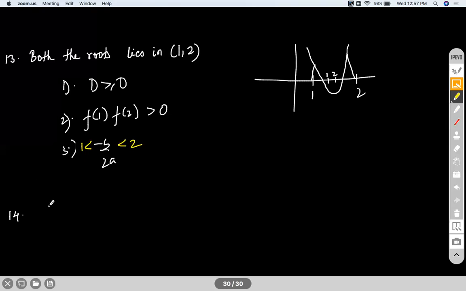One root is greater than two and the other is smaller than one.